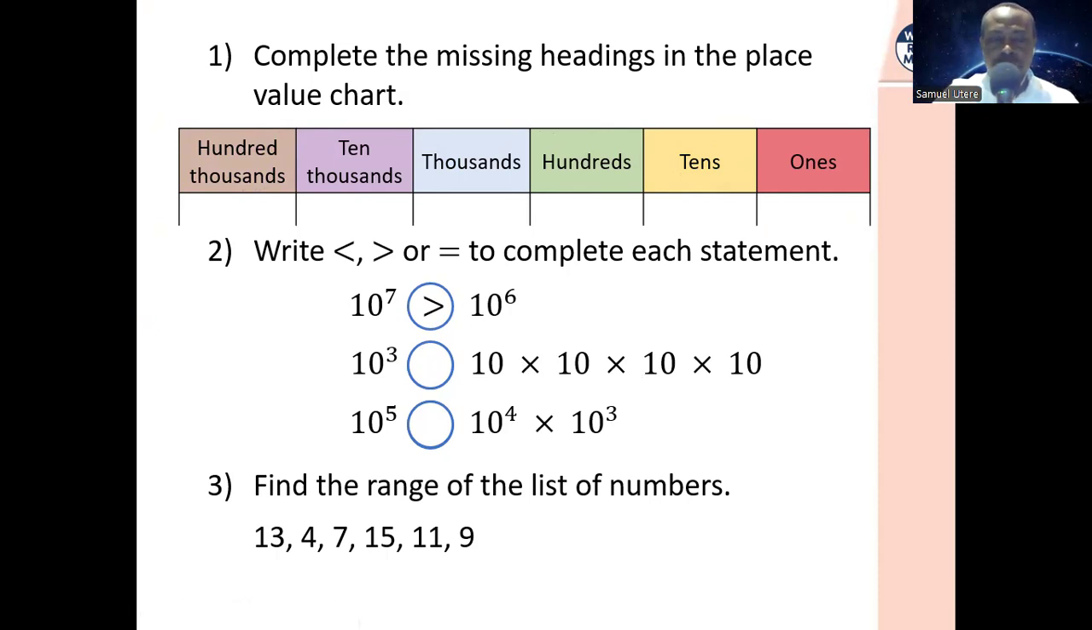10 to the power of 3 is less than 10 times 10 times 10 times 10, because 10 times 10 times 10 times 10 is 10 to the power of 4. So it is greater than 10 to the power of 3. 10 to the power of 5 is less than 10 to the power of 4 times 10 to the power of 3, because 10 to the power of 4 times 10 to the power of 3 is 10 to the power of 7. Next, you were asked to work out the range. I hope you haven't forgotten this. The range is the largest number minus the lowest number.